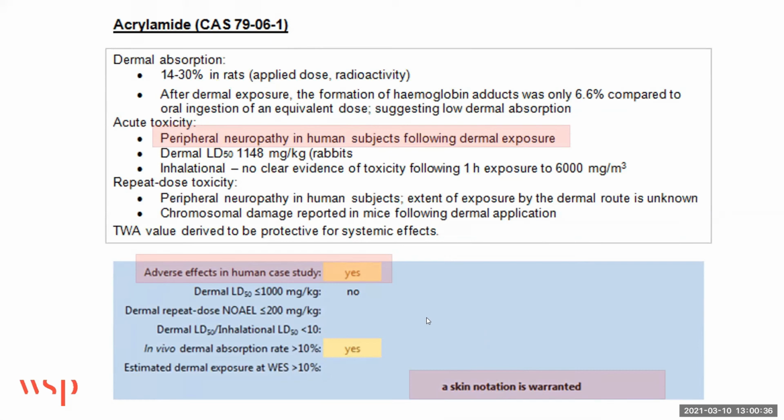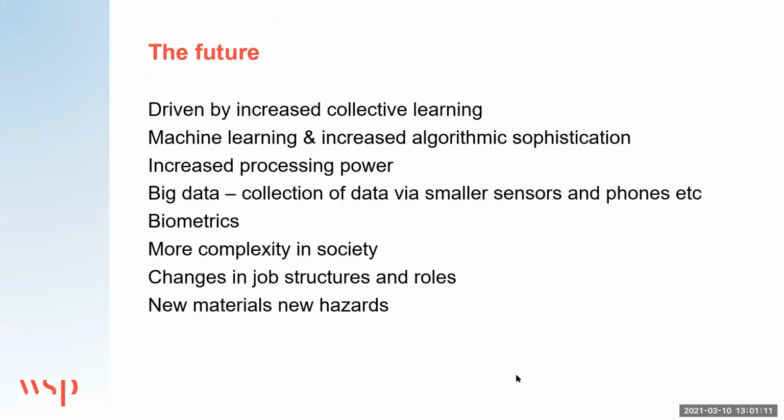I'll just give you a demonstration of some more. Here's some in vivo data. Your single exposure study, an LD50, as mentioned before, was 1,148 milligrams per kilogram in rabbits. We popped that into the spreadsheet. It was less than 1,000, which is the criteria, the cutoff point, which means no. And there's also some dermal absorption rates there, 40 to 30%, which was in rats, and that really dropped in there. But regardless, because of the human evidence, a skin notation was warranted.